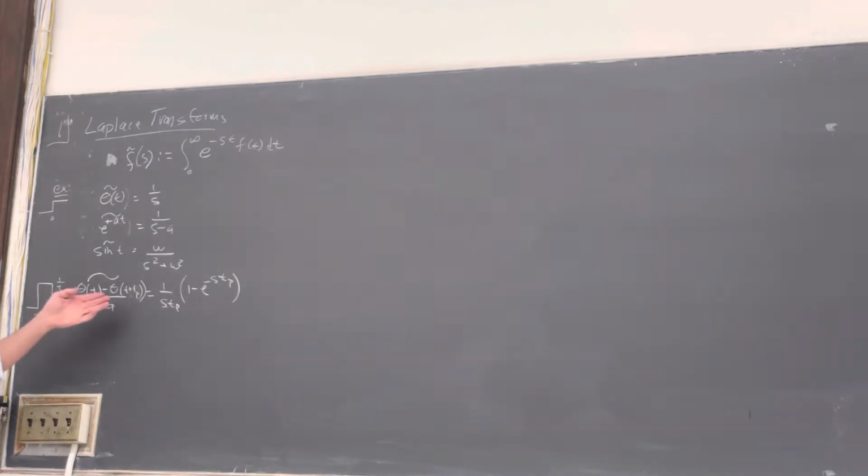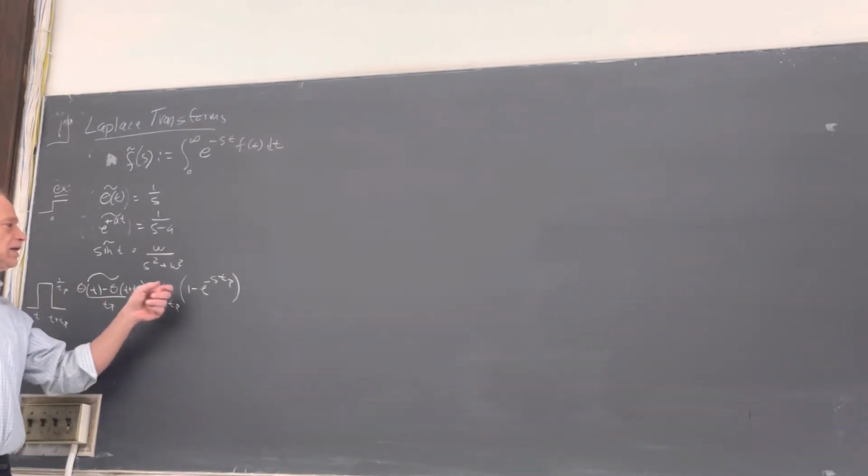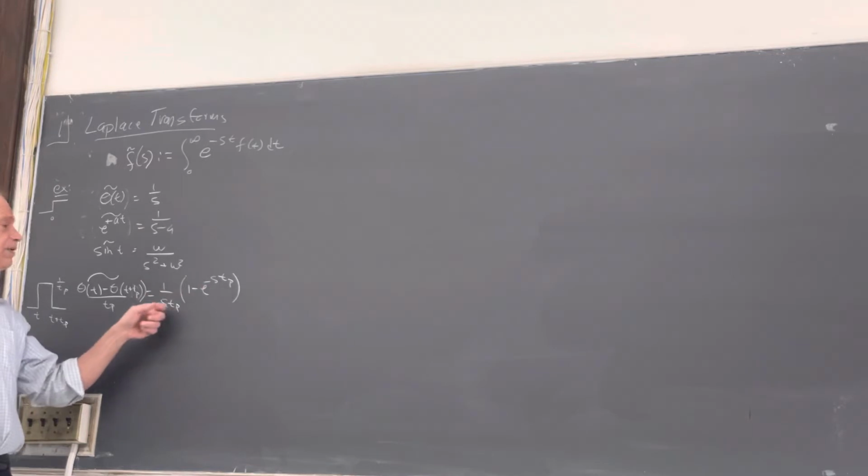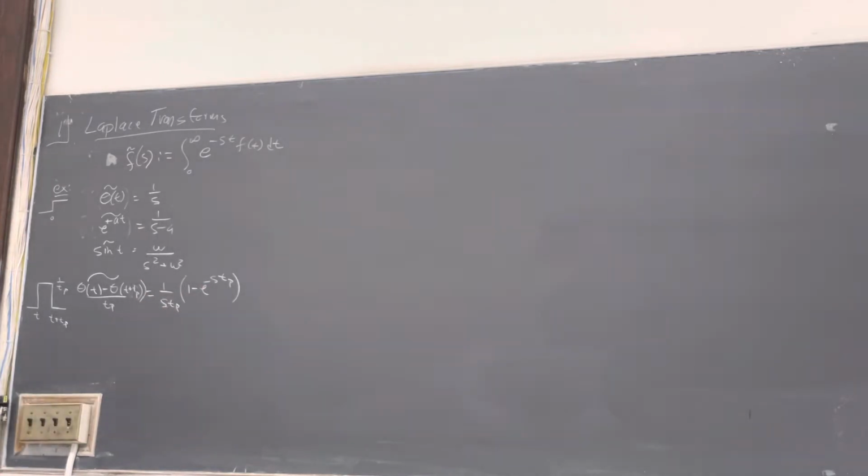And we see that the Laplace transform of that is 1 minus e to the minus sTp over sTp. Now, why am I interested in that? Because what I'd like to do is take the limit as Tp goes to 0 of this thing. What happens when I do that? The width of this box goes to 0, but the height goes to infinity in such a way that the area is always 1.